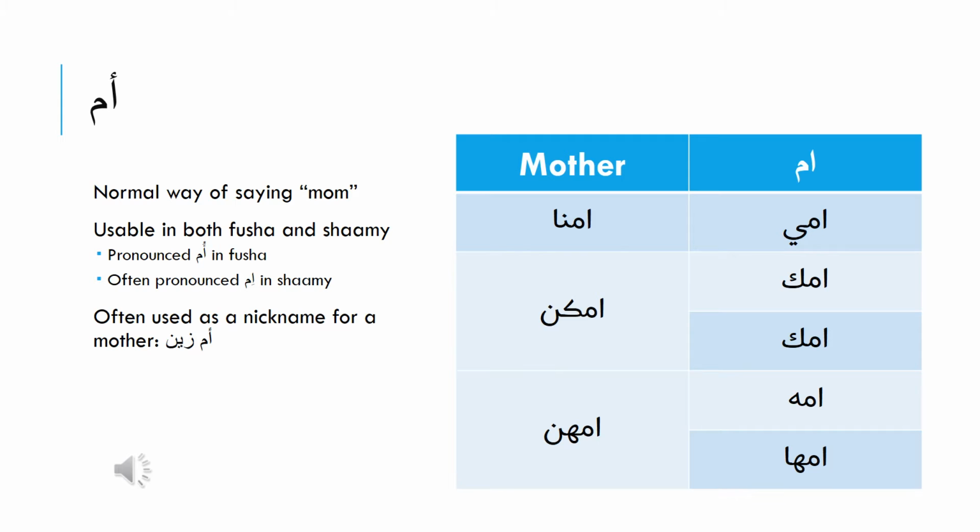The paradigm is very straightforward. Mother, umm or imm. Immi, immek, immik, immo, imma, imna, imkun, immun. And let's listen to Sarah say it. Imm, mother. Immi, immak, immik, immu, imma, imna, imkun, immun.